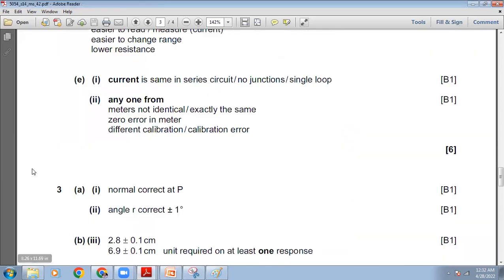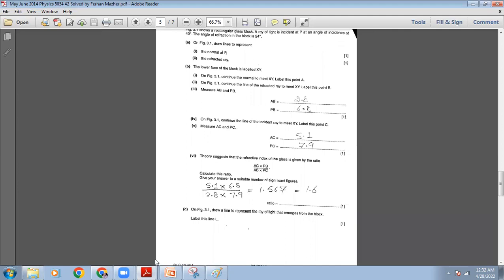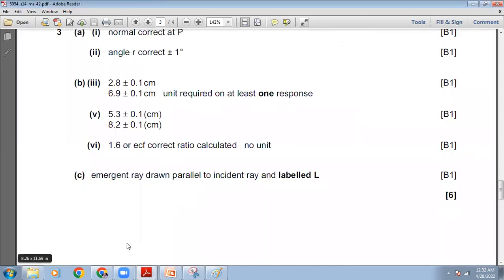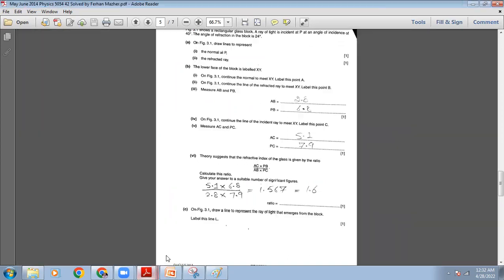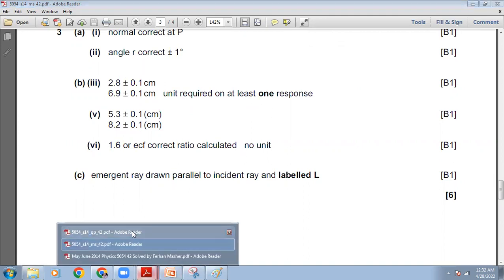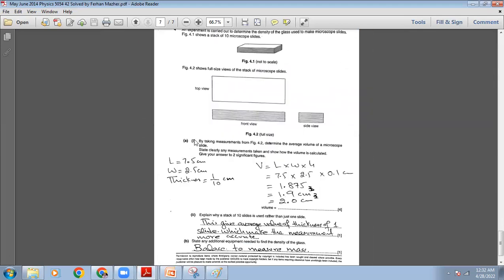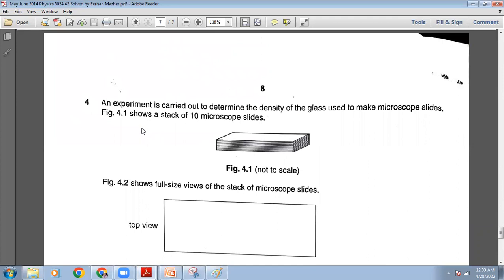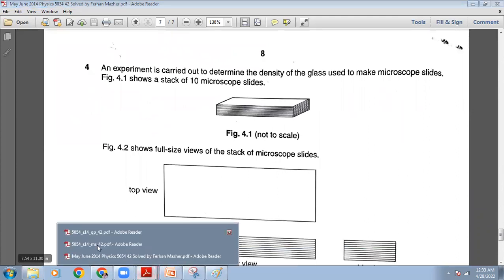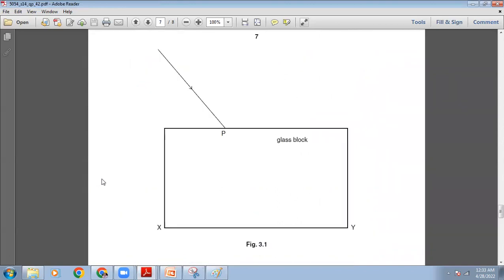So let's look at the marking scheme. 2.8, 6.9. So our answers are right. 2.8, 6.9. Okay. Then there is 5.3, 8.2. Approximately they are right. And 1.6 will be the final answer. So our answer is also 1.6. So we are going to the next question. The next question is question number 4. That was the original diagram.